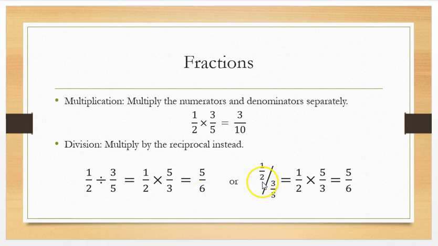This is just another way of writing the exact same question, 1/2 divided by 3/5. Fractions are division questions. They're the same thing. So what you can do instead is keep the first fraction the same, 1/2. Instead of dividing, call it multiplication, and take the reciprocal of whatever you're dividing by. So the reciprocal of 3/5 is 5/3, and then multiply straight across.